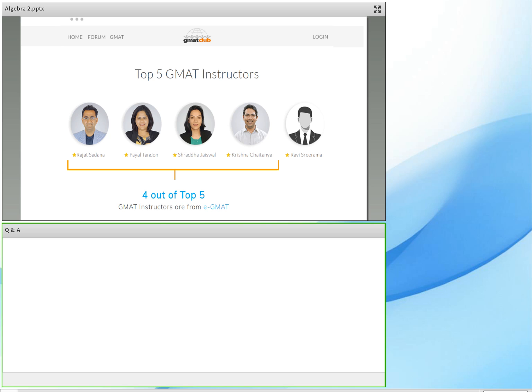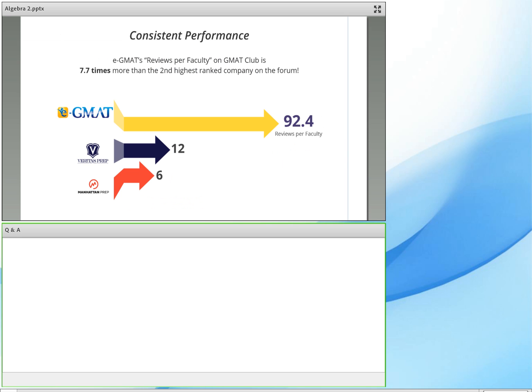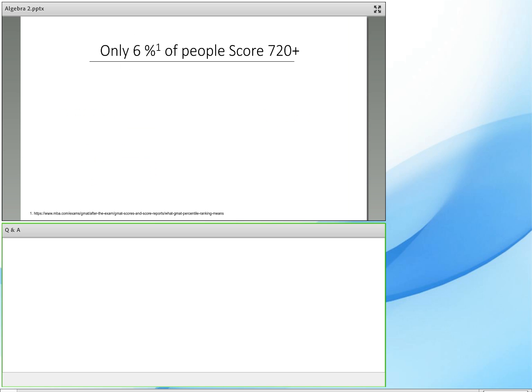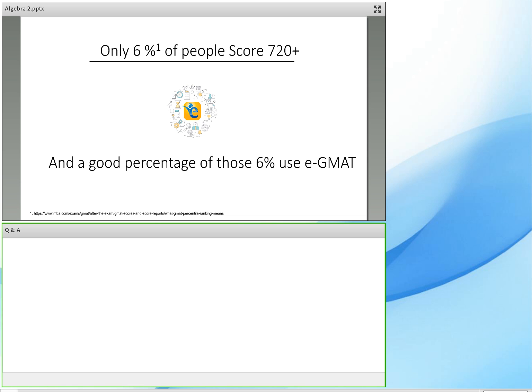Now, who's created some of this content? GMAT Club's top 5 rated instructors, who are among those ranked 1 to 5, have created this content. Each one of these instructors is reviewed a lot more heavily on GMAT Club than instructors from other prep companies. So while only 6% of the people get to those 720 or higher scores, you can really see why a good percentage of them use e-GMAT.